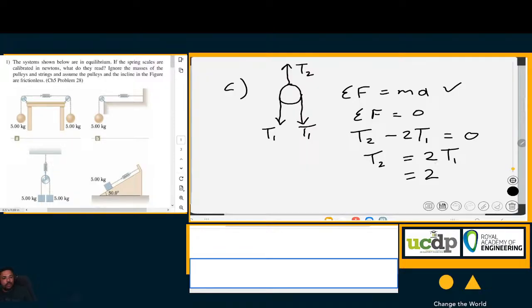But what is T1? T1 is nothing but the gravitational force on this weight. So it's mass times gravitational acceleration. So it's 2 times 5 kilograms times 9,81. And that gives us 98,0 newtons. That is 98,0 newtons in this tension.